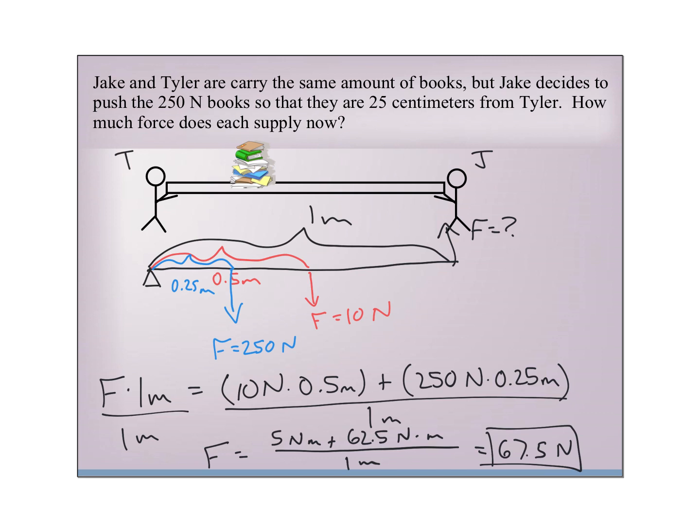So how much would Tyler exert? I'll move that up here just so we can see it. We know the total weight of everything is 260. If I subtract 67.5, that's going to get me my answer of 192.5. Now that should make some sense that Tyler's got to exert more. The books are closer to him in this situation.